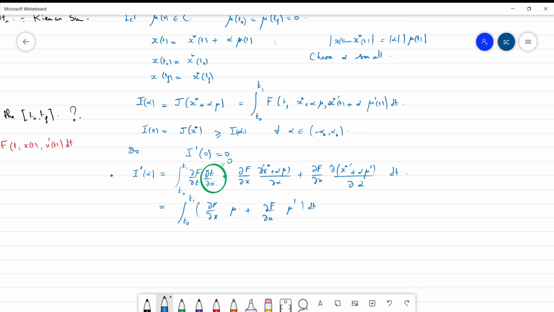Then we use an integration by parts formula. We have df/du mu prime, and we can separate the integral from t0 to t1 in one step. This integral we can write as df/du mu evaluated between t0 and t1, minus the integral from t0 to t1 of the derivative of df/du times mu(t) dt. I skipped the details here.